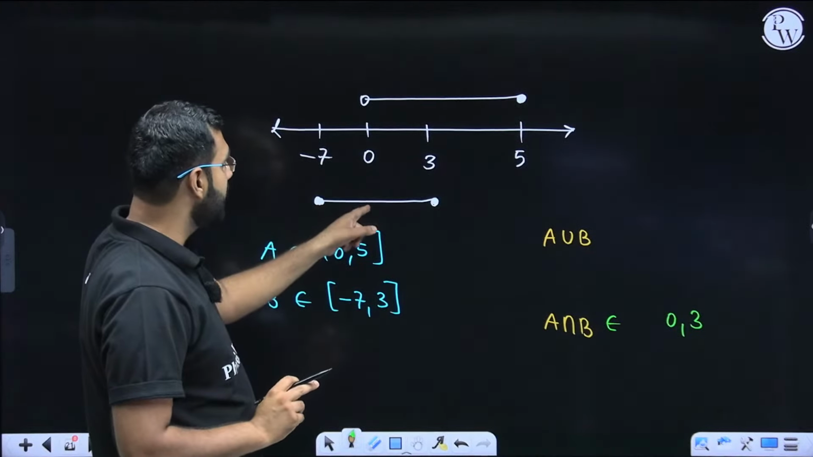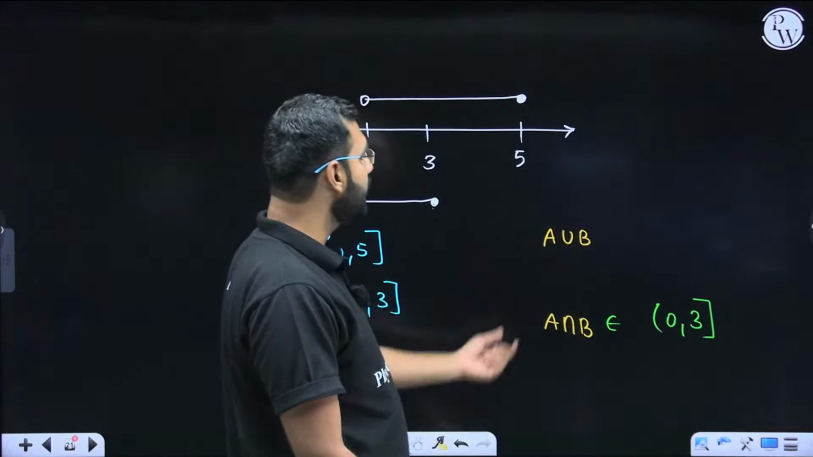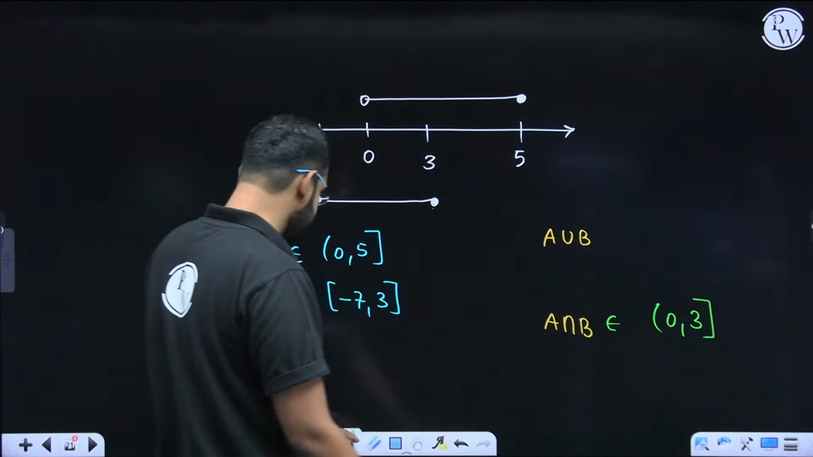I hope you are understanding. Sir, 0 is there in B, but it is not in A. It should be in both. Then only it is included. So 0 will be excluded. What about 3? So 3 is there in the set B, 3 is there in the set A, which means it needs to be included, which means I'll be using the parenthesis or the closed interval. Everybody got that? Now, when you talk about A union B, what does it mean? I hope everybody is getting it very clearly.